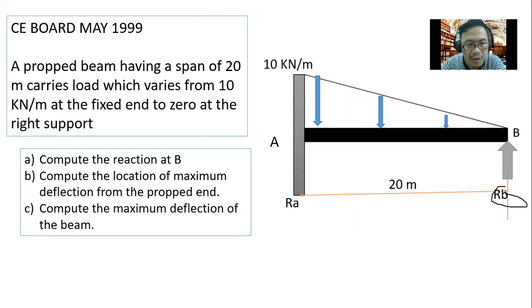Second question is to compute the location of the maximum deflection from the propped end. And then compute the maximum deflection of the beam. Okay, parang similar din itong sinolve natin nung una. Okay. So here, ito yung reaction ito yung natin, beam. So mayroon ditong resultant load lang na it is just the area of the diagram kasi 10 dito sa fixed at 0 dito. You have distance of 20 meter.